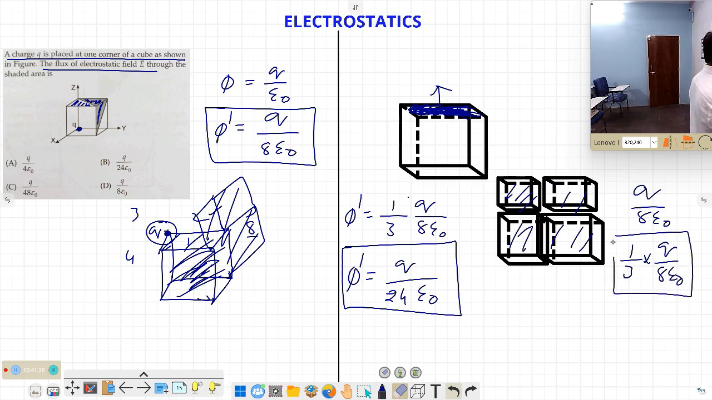We have to take 3. We have to avoid the 3 faces, right? If you avoid those 3 faces, you will get one face of that cube, which is equal to q by 8 epsilon naught. That is the way you have to take it. So in this case, I can avoid this area. So the answer for the question is option B, q by 24 epsilon naught.